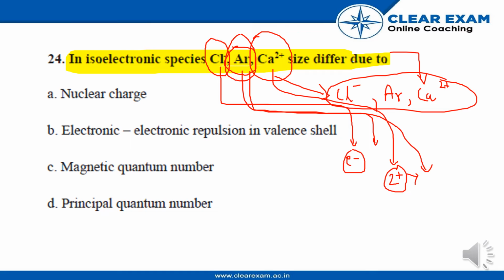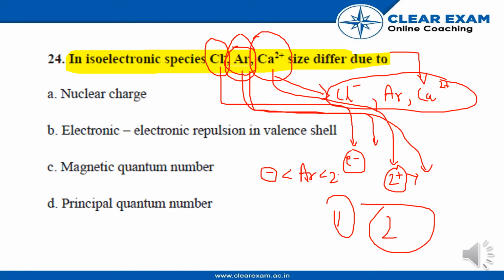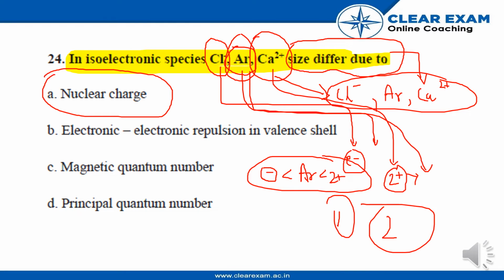So the number of electrons is the same, but the size decreases due to the increase in atomic number, first thing, and second thing, the nuclear charge. If we look at the nuclear charge, chlorine has this, then argon, then there are the 2 plus ions. It means that due to the nuclear charge, the size of these isoelectronic species varies. Hence, we can say that the size is different due to the increase in the nuclear charge.